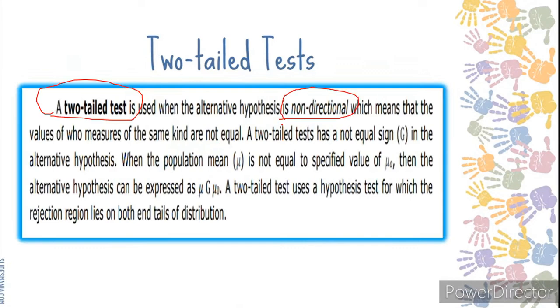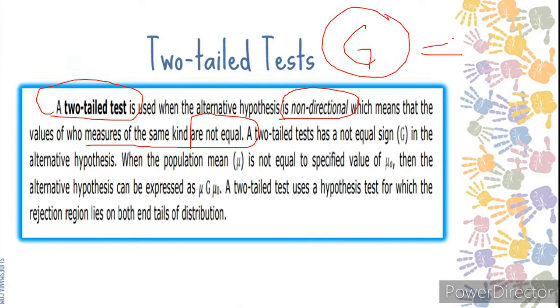non-directional po siya. As sinabi ko sa inyo kanina, one-tailed is directional. There's a direction from left or right. But here, since there's a word non-directional, which means the values of measures of same kind are not equal. Hindi siya equal. Hindi siya po equal. And minsan ginagamit siya is ≠. Yan. Ito po yung equivalent po ng ≠ is not equal. Again, ≠ is equivalent to not equal.